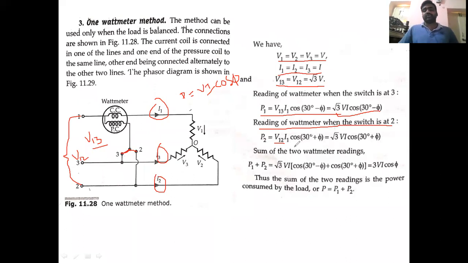If we summarize both of them, P1 plus P2 is root 3 VI times cos of 30 minus phi plus cos of 30 plus phi, and this phi will get cancelled. What will happen?